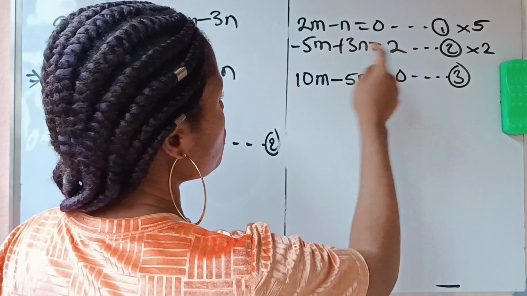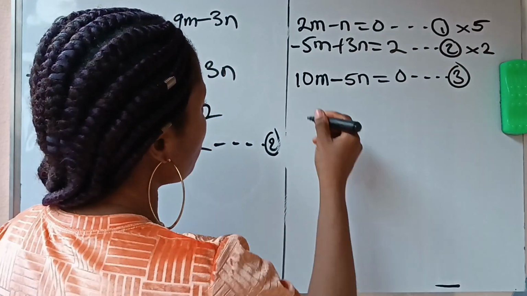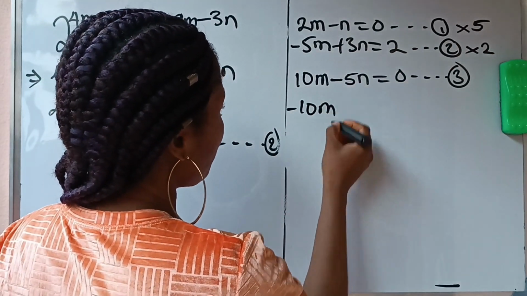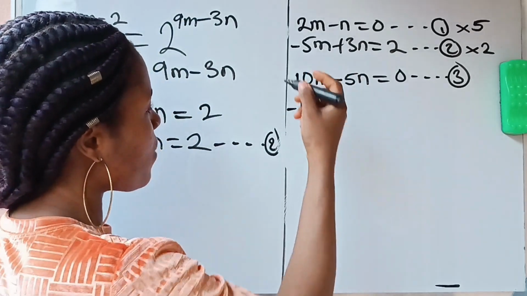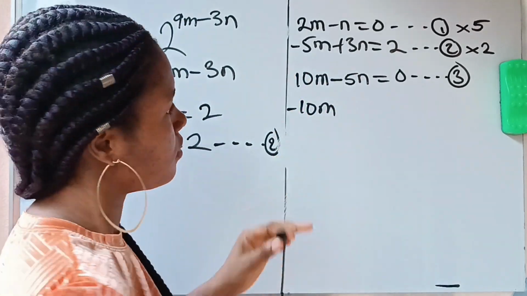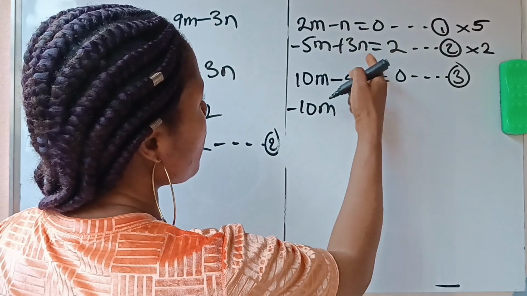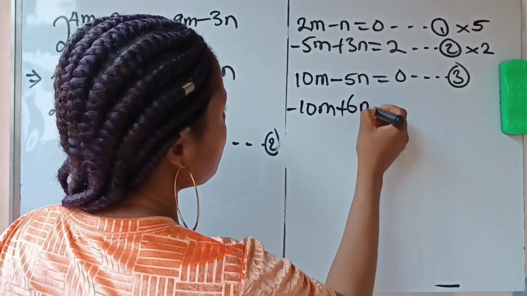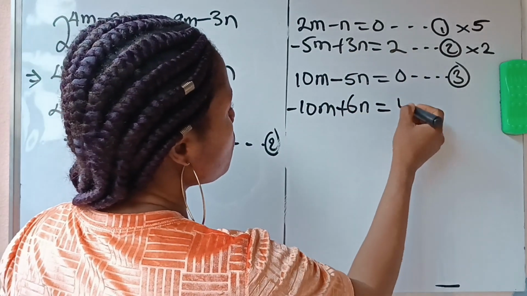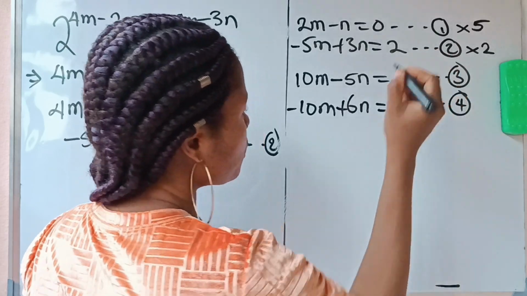Now let's solve this one. 2 times minus 5m will give us minus 10m. Okay, you can see that I've succeeded in making these two to be the same thing. Now 2 times plus 3n will give us plus 6n, right? Is equal to 2 times 2 will give us 4. Let's call this equation 4.